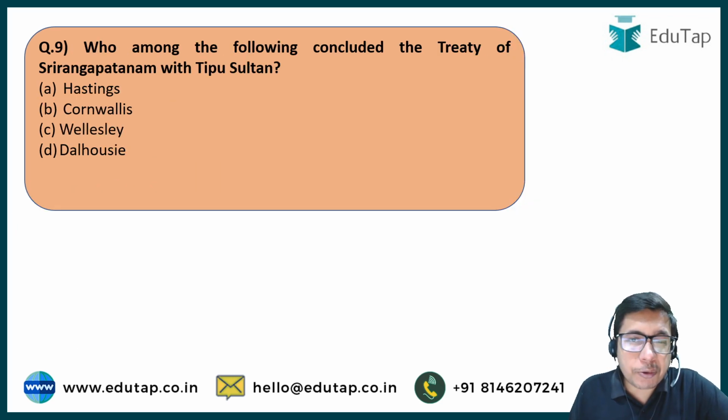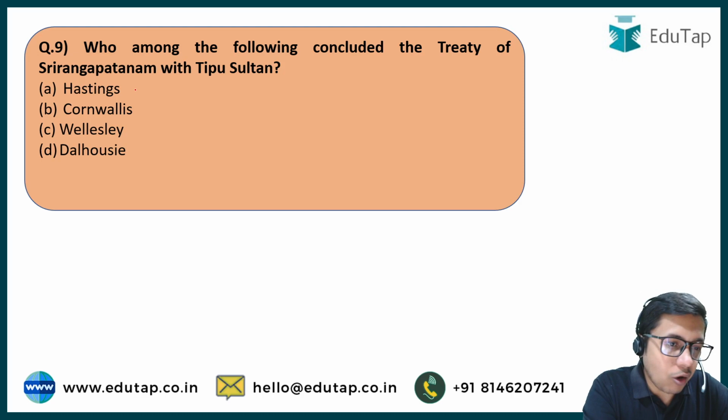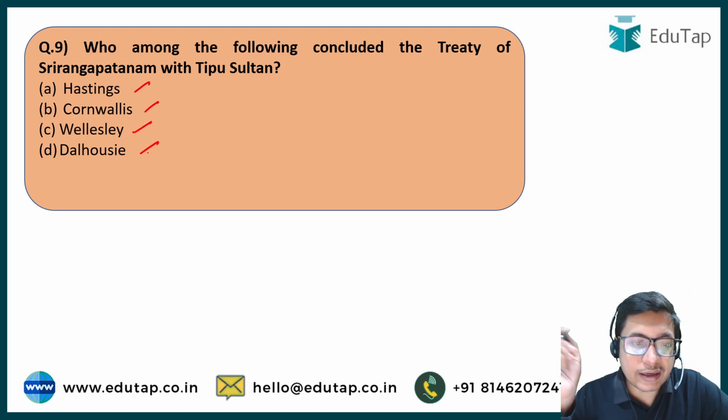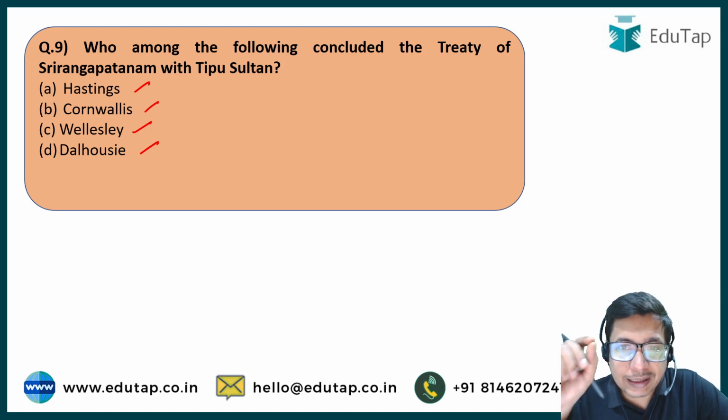Next up, the second last question of the day. This question is about the Treaty of Srirangapatnam, which was concluded between the Britishers and Tipu Sultan, the ruler of Mysore at that time. Who among the following concluded the Treaty of Srirangapatnam with Tipu Sultan? Options are Lord Hastings, Lord Cornwallis, Lord Wellesley, or Lord Dalhousie. The correct answer is option B, Lord Cornwallis.